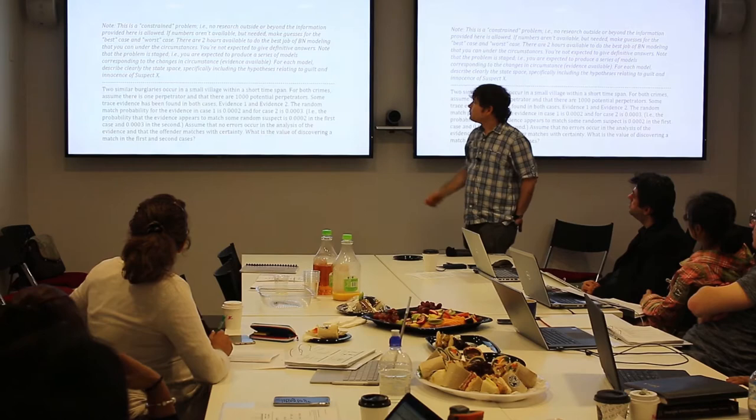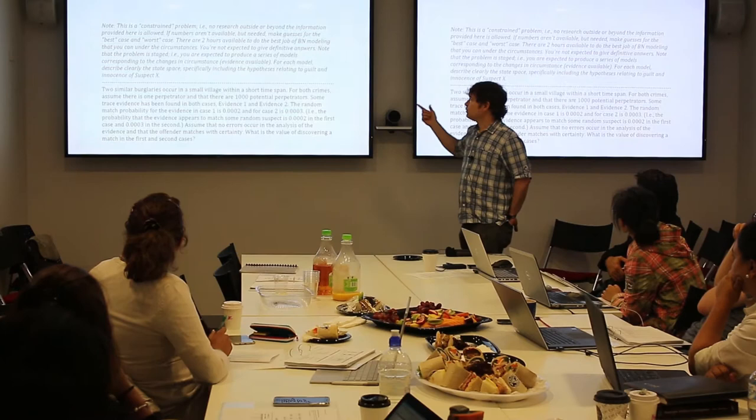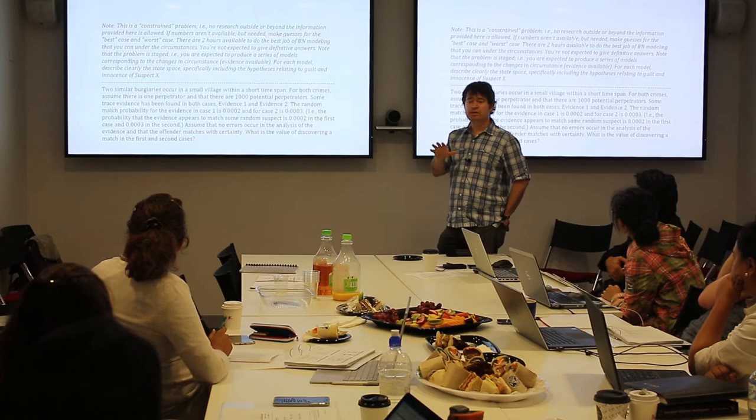Okay, I'll read it for you, although you can read. Two similar burglaries occur in a small village within a short time span. For both crimes, assume that there is one perpetrator. So we can take it as a given that one person committed both crimes, and that there are 1,000 potential perpetrators in the village. We're not told how to determine what counts as a potential perpetrator, but again, just take that as a given.